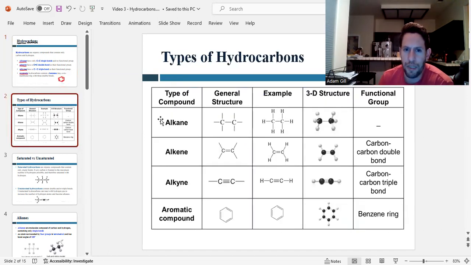So here's a chart showing the four types of hydrocarbons. General structure, here's an example of each. Here's the ball and stick model for each. And then the functional group is something that we'll talk about in upcoming chapters. But a functional group is the important part of a molecule. It's the group of atoms in a molecule that are functional. And so the alkene, it's the carbon-carbon double bond. The alkyne, it's the triple bond. And in the aromatic ring, it's the ring itself.